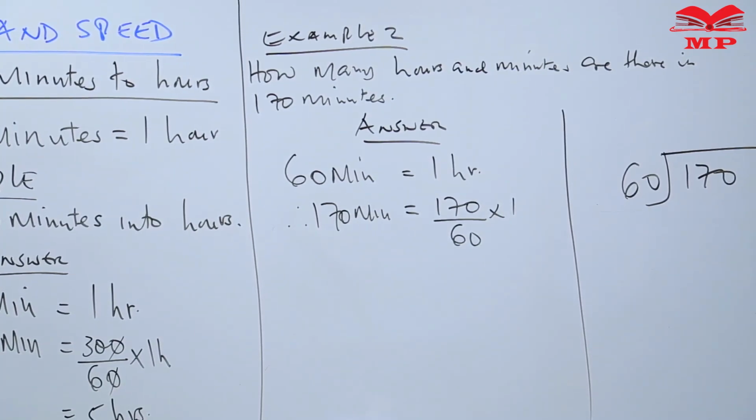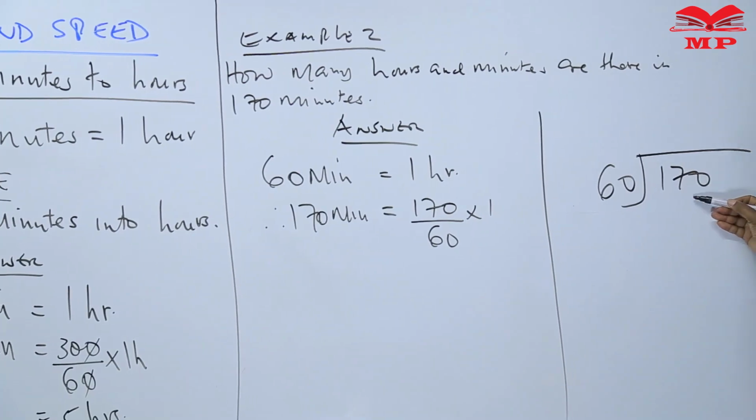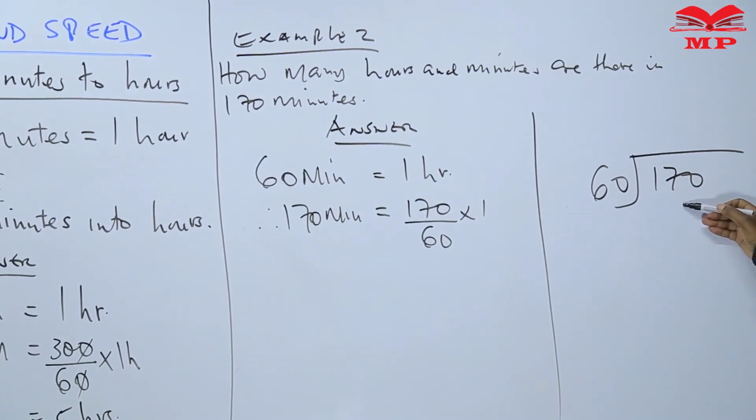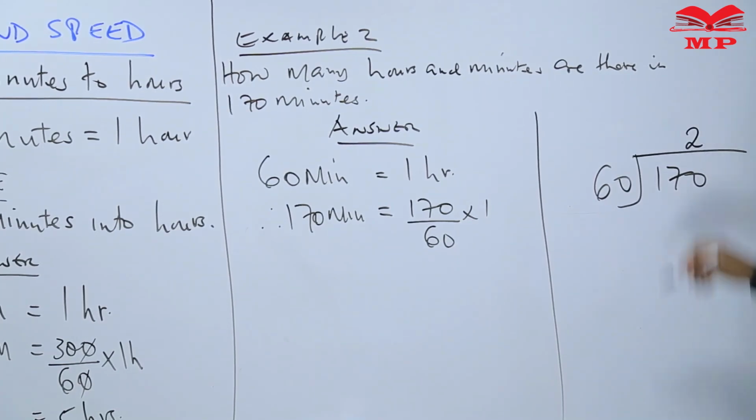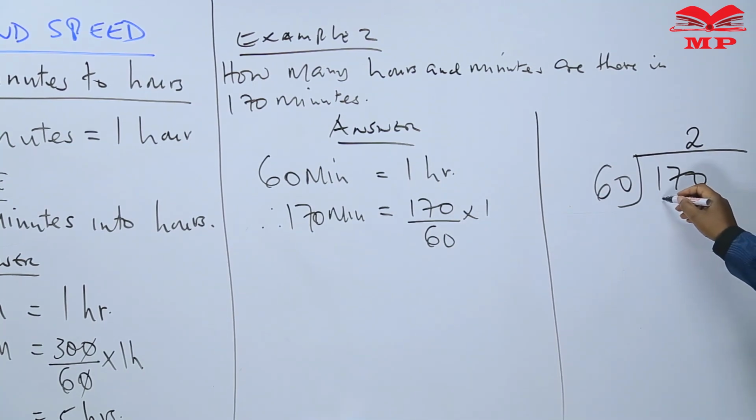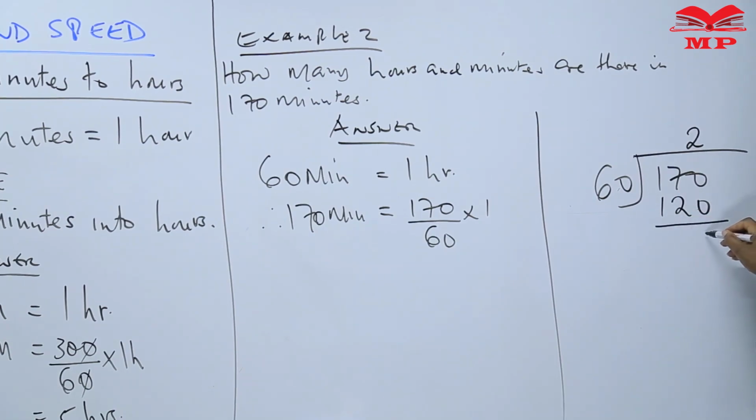60 goes into 170 how many times? It goes in 2 times. And this will give us 120, since 2 times 60 is equal to 120. Then we subtract: 0, and 7 minus 2 is equal to 5.